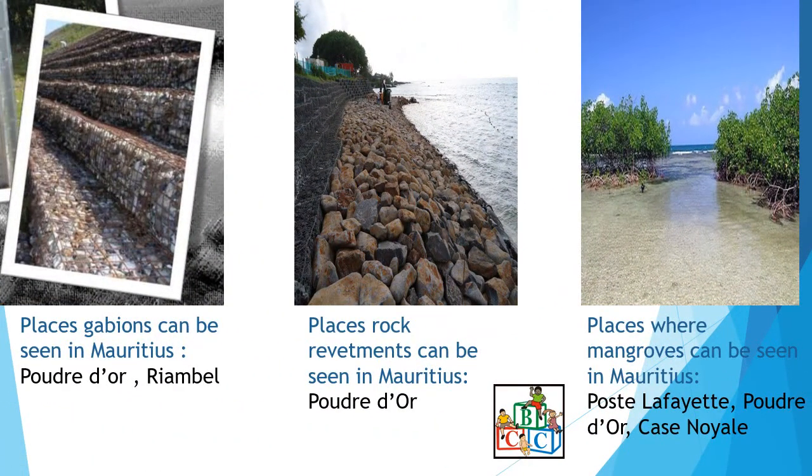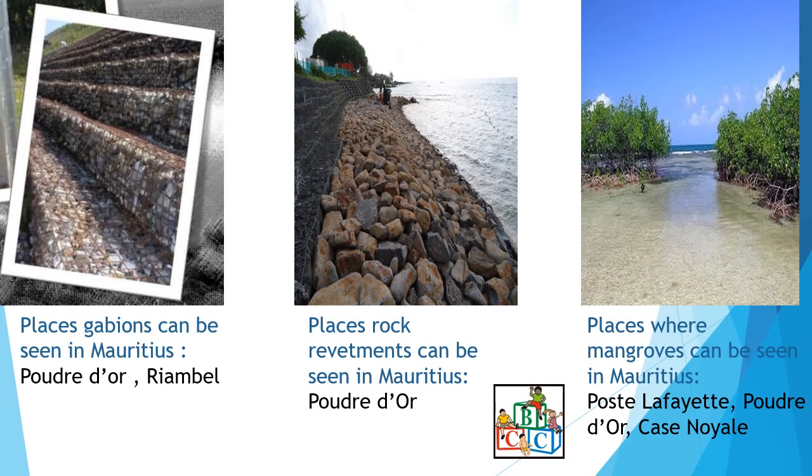So here, take a look. I have found some places where gabions, rock revetments and mangroves can be seen in Mauritius. So you're going to take a look over here and you're going to try to find out some other places in Mauritius. For example, here, gabions can be seen in Mauritius where you can have at Poudre d'Eau and at Riambel.